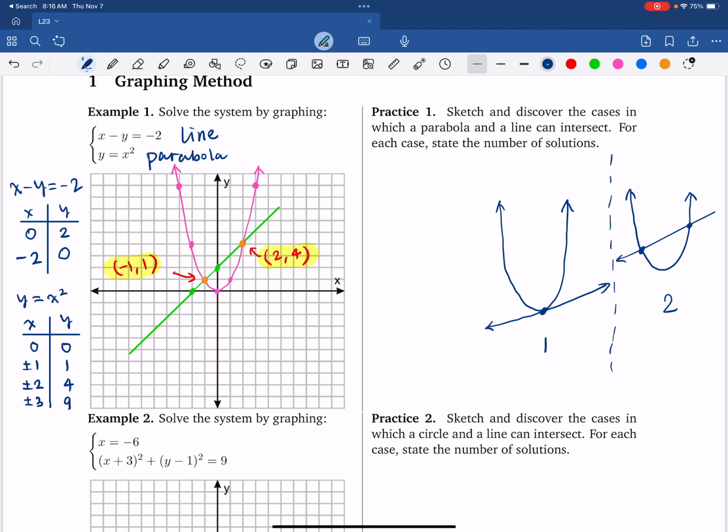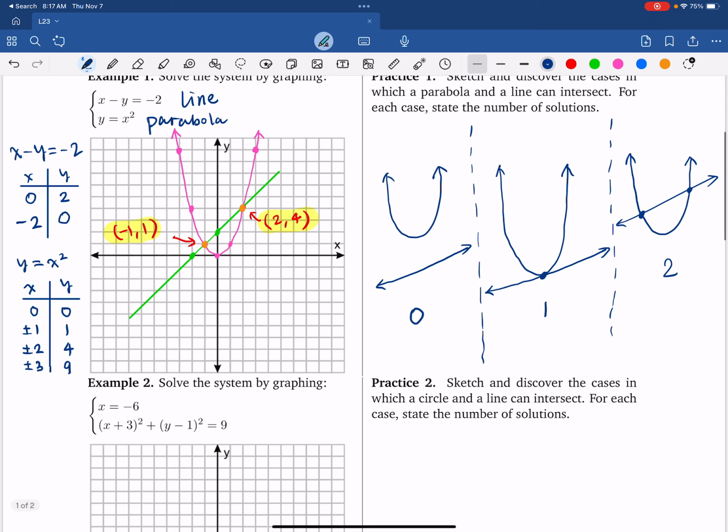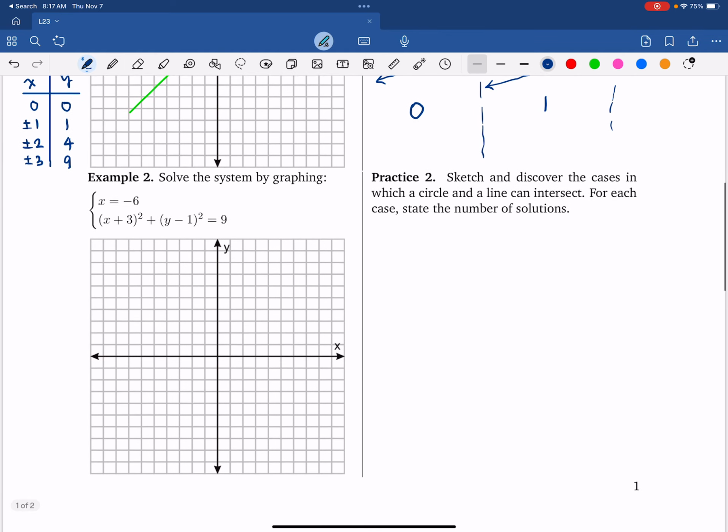So those are all lines. And then there's also one case where you have a parabola and you have a line that does not intersect at all. In this case, 0. So we have these 3 different cases. You can find similar cases if your parabola opens downwards, but it's basically the same thing. All right, that's practice 1. Let's move on to example 2.